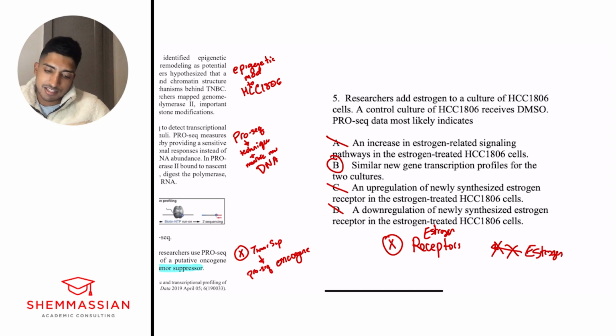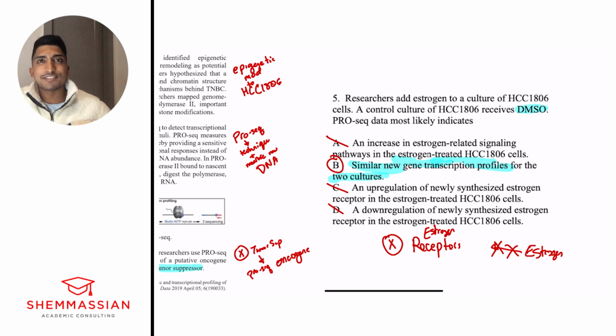We also see this second part of this question, right, DMSO. DMSO is a commonly used solvent. I wouldn't even worry about it too much, but think about if you add just a random solvent that isn't going to affect a reaction too much, nothing else would be affected in the reaction. So that's why it's saying similar new gene transcription profiles for both cultures, right? If we're not going to have an estrogen receptor, estrogen's not going to affect it. And if you add DMSO, a solvent that doesn't really do anything, nothing is going to change in this PRO-seq analysis. And there we are.